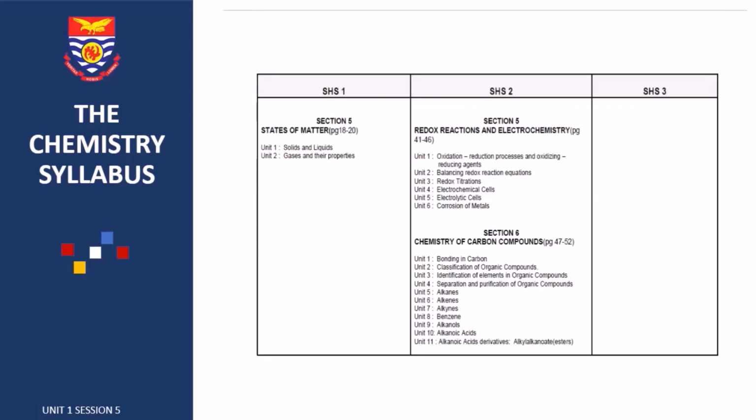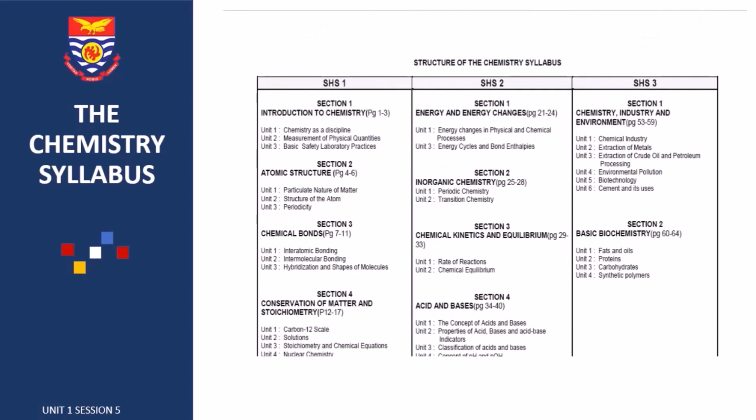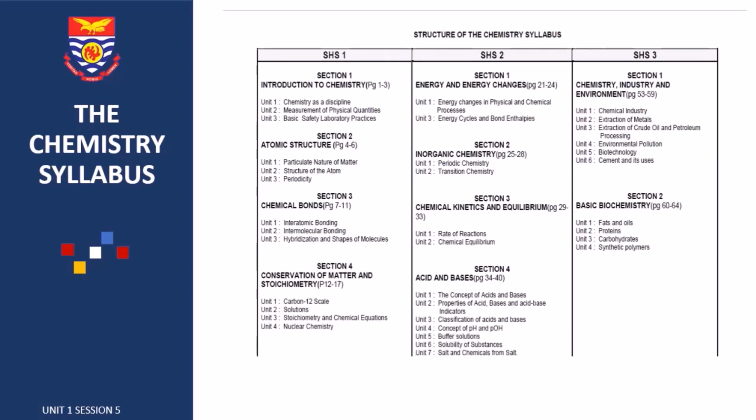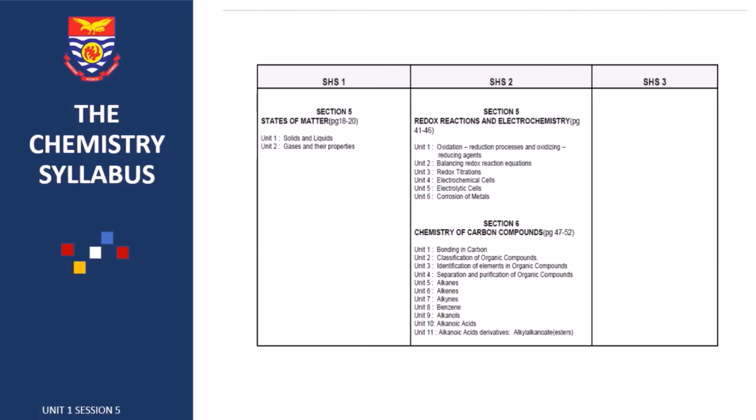In section 5 for SHS 1, we have the states of matter. That will be ending for SHS 1. For the SHS 2, we start with energy and energy changes as section 1. Inorganic chemistry continues, chemical kinetics and equilibrium. Section 4 takes acids and bases. And then section 5 goes into redox reactions and electrochemistry. Section 6 takes care of the chemistry of carbon compounds.